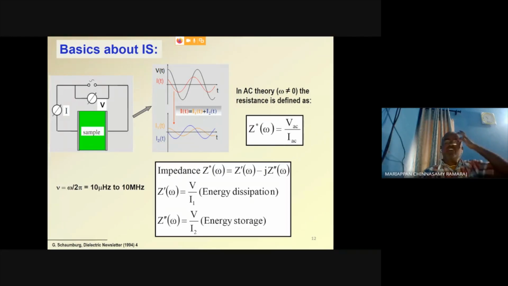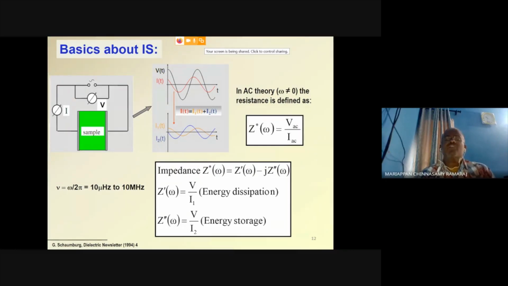I discussed this. Now this one is restricted within 10 to the power 6 hertz, from 10 microhertz to 10 to the power 6 hertz. In this spectroscopy, the sample is placed between two metal plates, and an AC voltage is applied across the sample, and then the AC current is measured. That means a time varying field is applied and the time varying current is measured. The ratio of the time varying voltage to the time varying current, we will not call a resistance, we will call it an impedance. That's why it is called impedance spectroscopy.